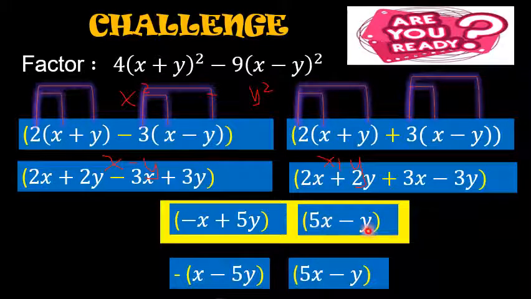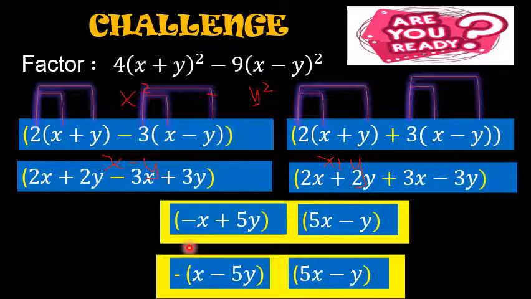Quantity 5x minus y. No need to take out the sign because this is positive for x. And this is the final answer. We can say this is the answer, but when we need to simplify a final answer, this one.